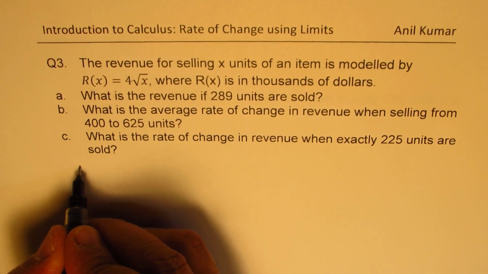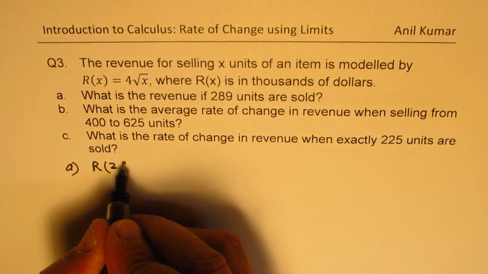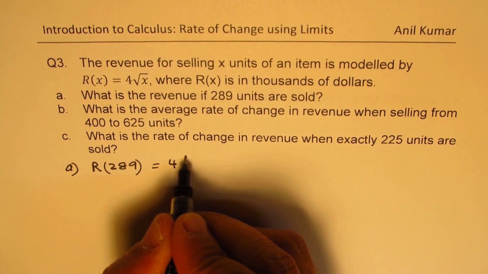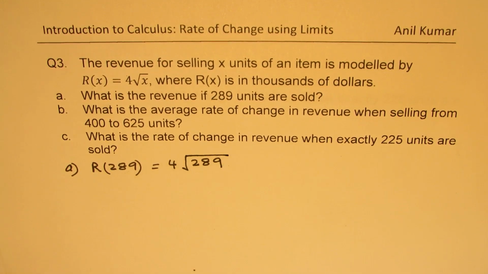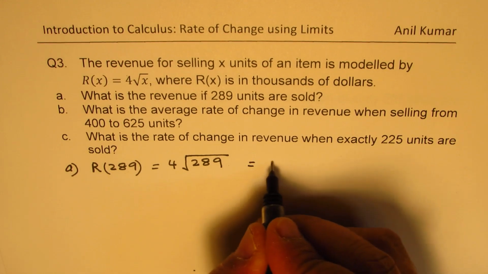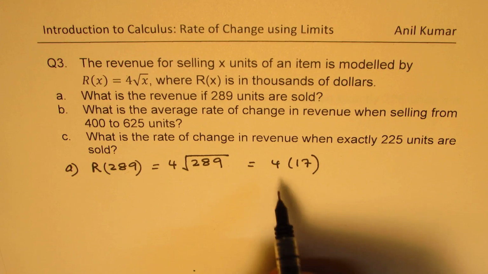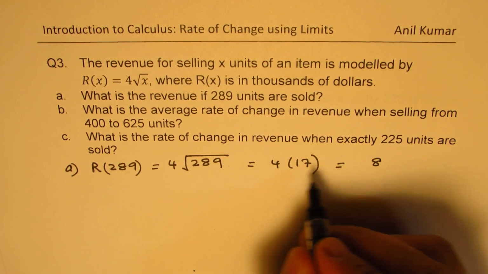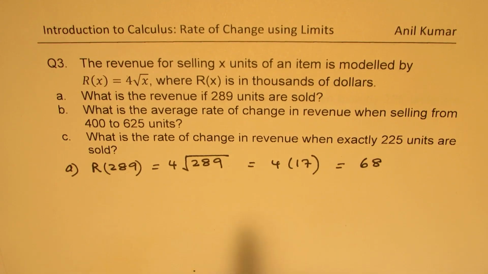So let's calculate this. Part A, revenue for selling 289 units. We need to substitute 289 for x, so 4 square root of 289, correct? So that is how you can figure this out. And the square root of 289 is 17, so we get 4 times 17. Now you can multiply by 4. 4 times 7 is 28, 4 times 1 is 4, and 2 carried, 68, right? So we get revenue as 68.